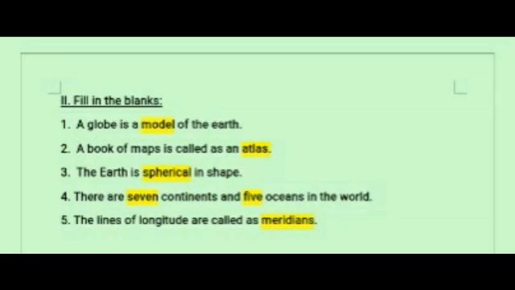So children, second Roman letter is fill in the blanks. Okay, first question. A globe is a dash of the earth. It is a model of the earth. Second one, a book of maps is called an atlas. Then you all know the earth is dash in shape, it is spherical in shape. Then how many continents and oceans do we have? We have 7 continents and 5 oceans. Next one. The lines of longitude, otherwise called meridians.